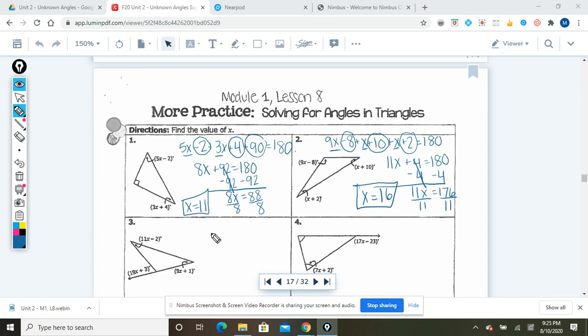Okay, number 3. So these were both using triangle angle sum. We added up all the angles to 180.